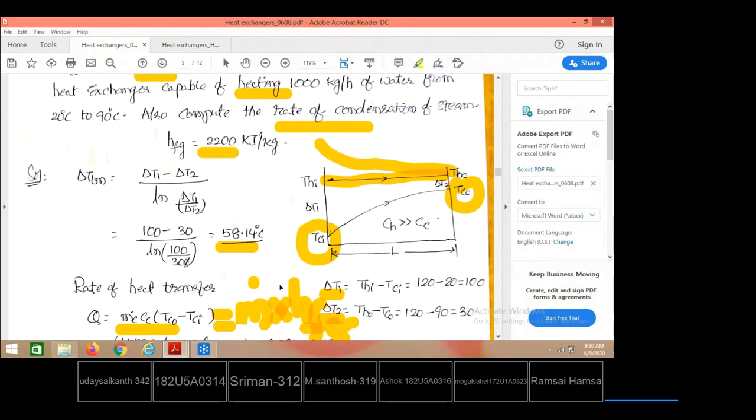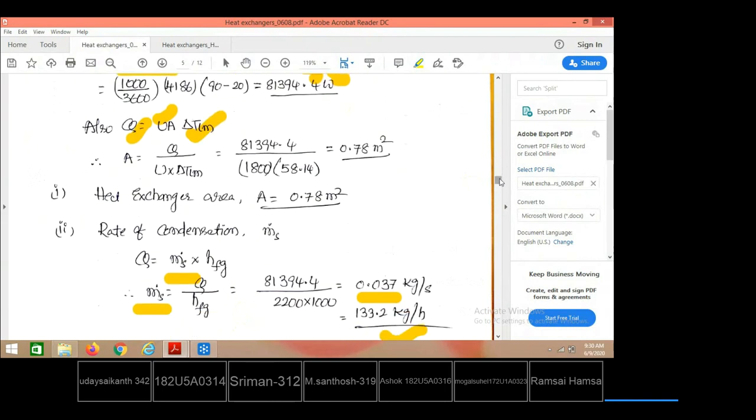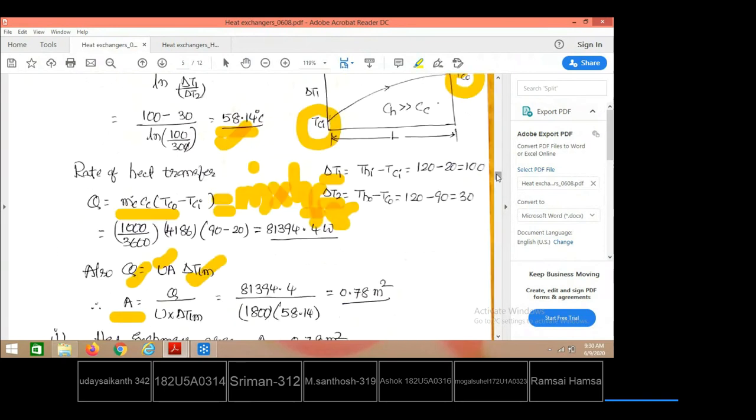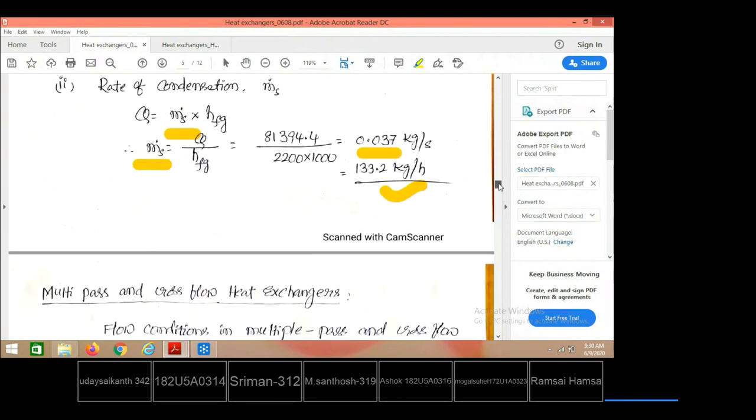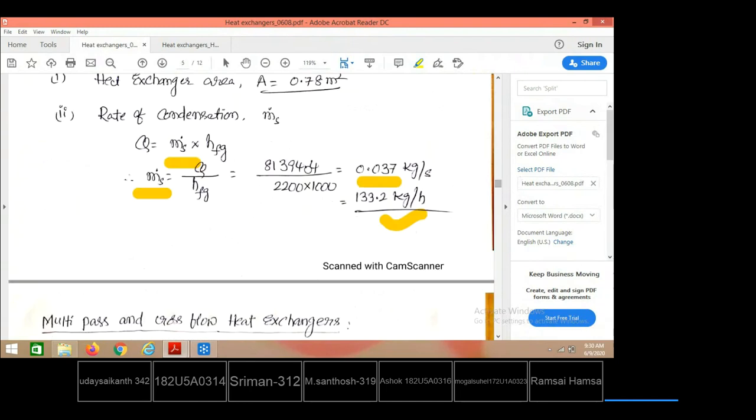Substituting these into the logarithmic mean temperature difference relation, the heat exchanger area is fixed. The same heat is received by the cold fluid. The amount of heat rejected by the hot fluid is this much when there is a phase change. Equating these two quantities, the rate of condensation is fixed at 0.037 kg per second.